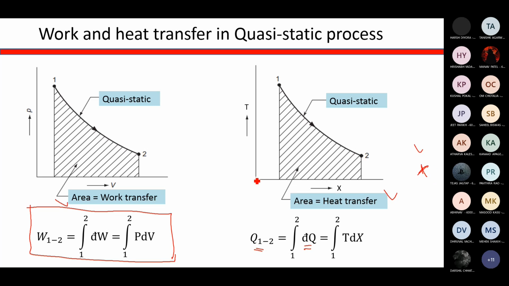So what is there on this axis? This x property we are going to introduce in the second law of thermodynamics. That is nothing but the entropy. I am telling you well in advance.